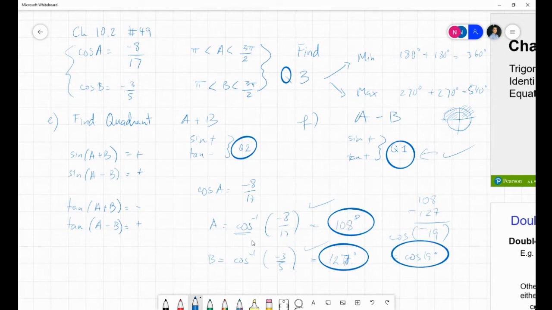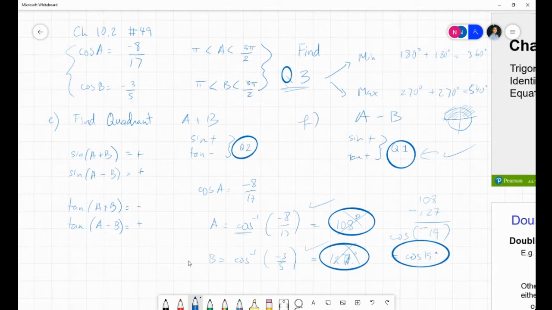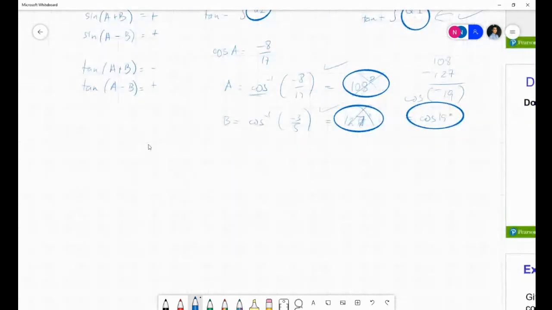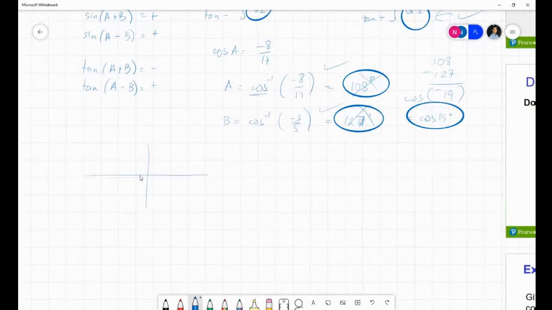Oh, I know why. These two are assuming that you are in the second quadrant, which is not correct. You are actually in the third quadrant. So you have to reflect this to the correct quadrant. When you're doing cosine inverse of negative 8 over 17, this 108 is actually supposed to be down here. What you're getting is a reference angle, but you have to reflect it down here.